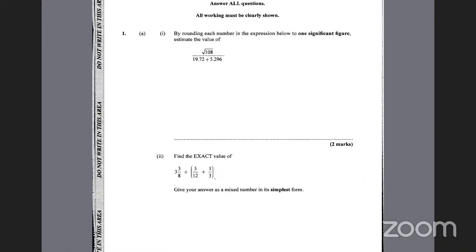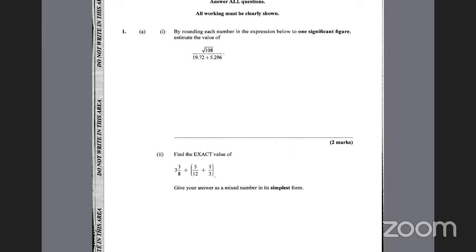By rounding each number in the expression below to one significant figure, estimate the value. Passing a little tricky thing there already. So, square root of 108. I want to give you a little bit of working. To one significant figure, this will be 10. Let me write in red. This will be 10. 19.72, to one significant figure, will be 20.